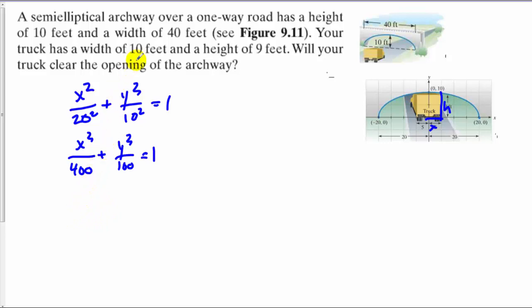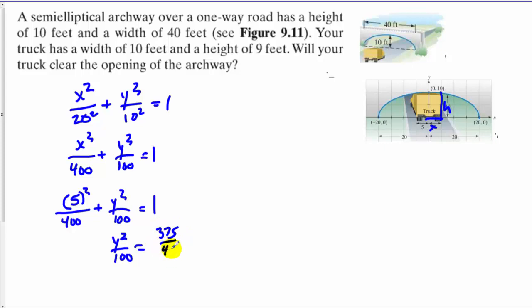I know that in this case, I'm trying to find my y value at 5 out for my tunnel. So I'm going to move 5 in my horizontal direction, which gets me an x value of 5: 5 squared over 400 plus y squared over 100 is equal to 1. Y squared over 100 is going to equal 375 over 400. That gives me a y value after solving of 9.6.